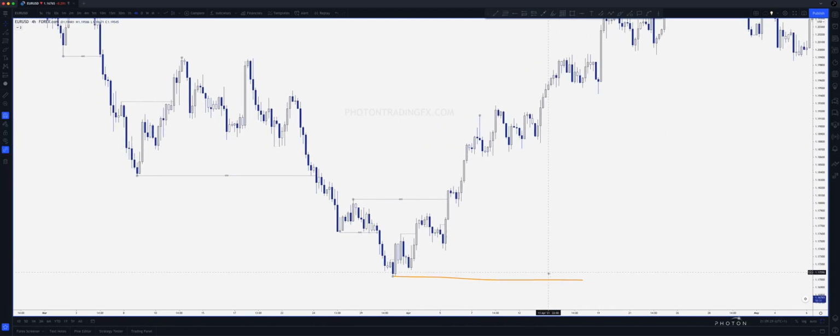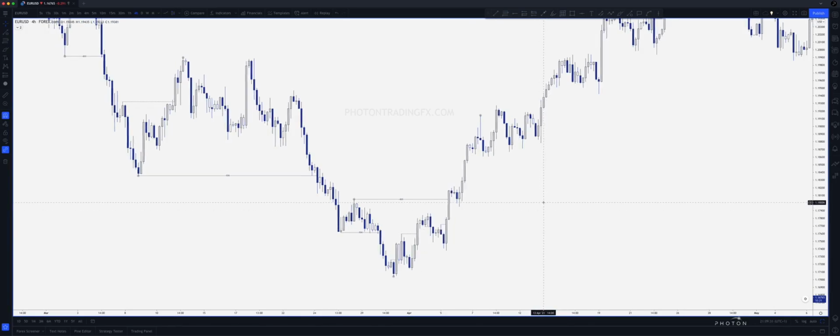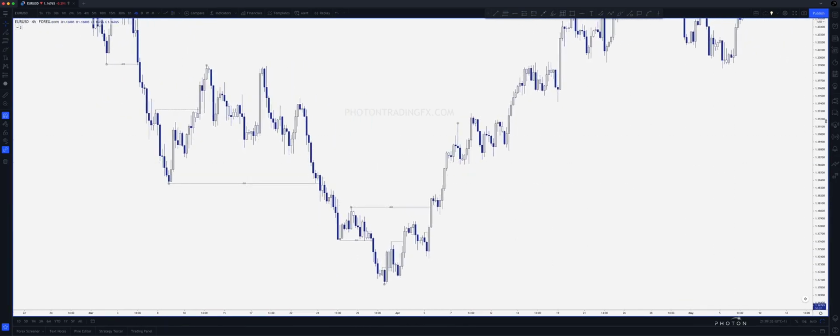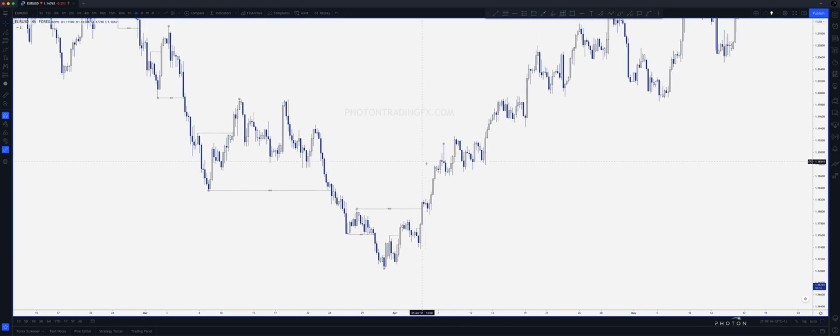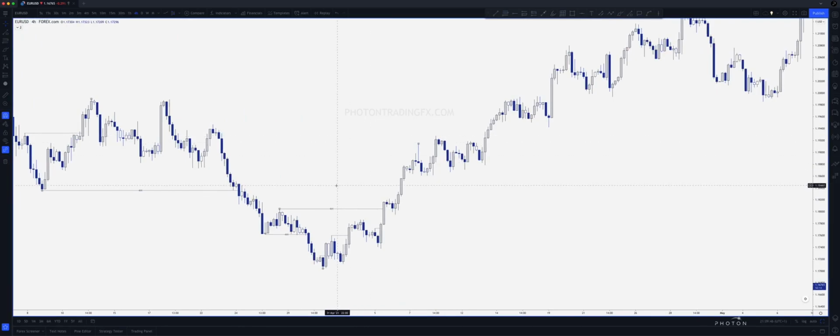So of course, as we go through the course, and we learn more concepts and more analytical tools that we can use, we can then build more confidence and more evidence, rather than purely just looking right at a minor break of structure, at a change of character, in order to take counter trend trades. Okay, so it's just to have that understanding of why it can be aggressive and why it can give you false signals.